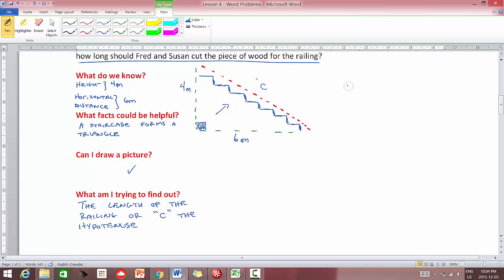Okay, so set up our equation. A squared plus B squared equals C squared. We have an A and a B as 4 and 6. So 4 and 6, both squared, equals C squared. So 16 plus 36 equals C squared. Add them together, we get 52 equals C squared. So we think to ourselves, C times C, or a number times itself, gives us 52. To find out that number, we have to square root, and we find out what C is.